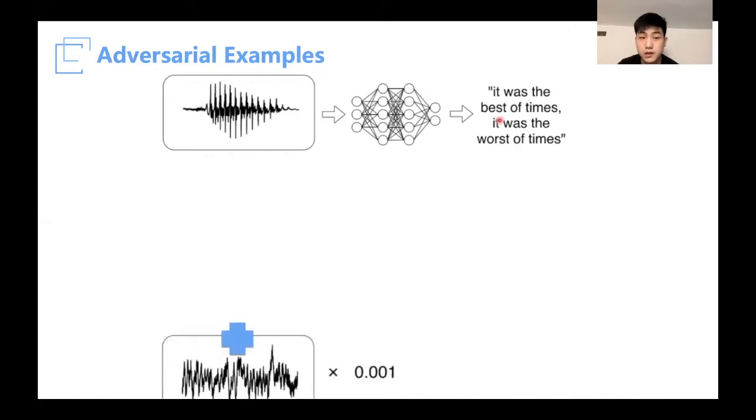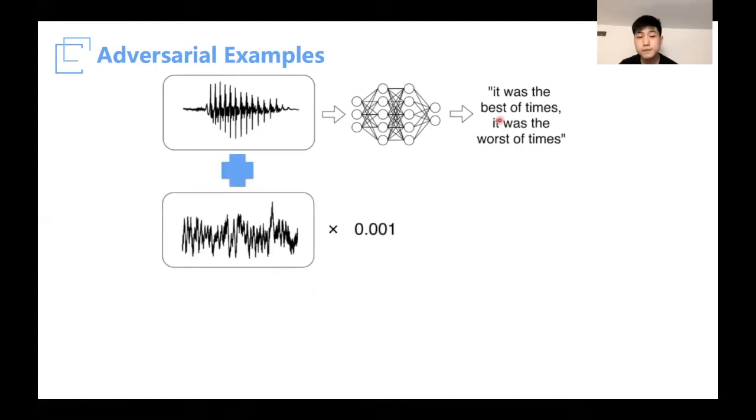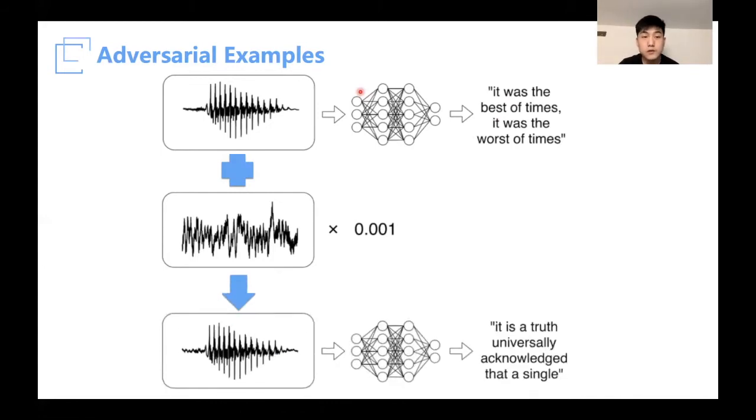And then we will add the perturbation into the original speech signal. Then we get an adversarial speech audio. Then we input the adversarial example into the same ASR model. It will output a different result. Here it is: it is a truth universally acknowledged, that a single.